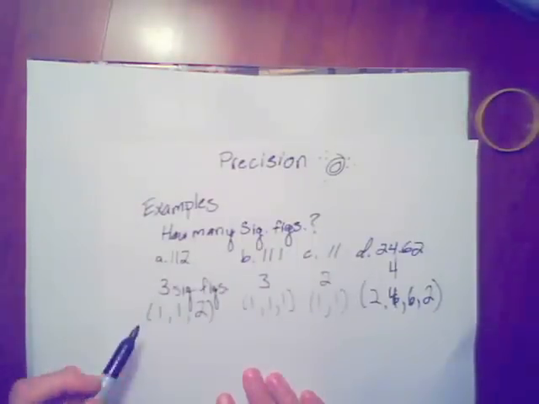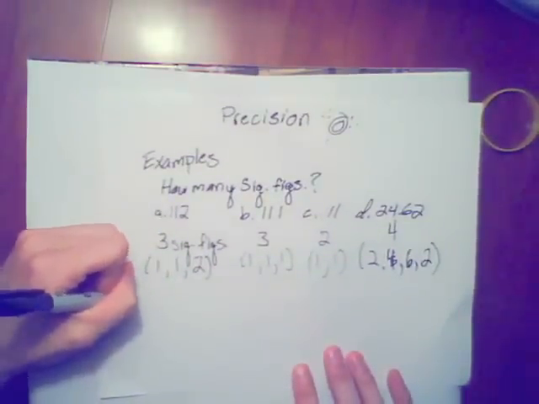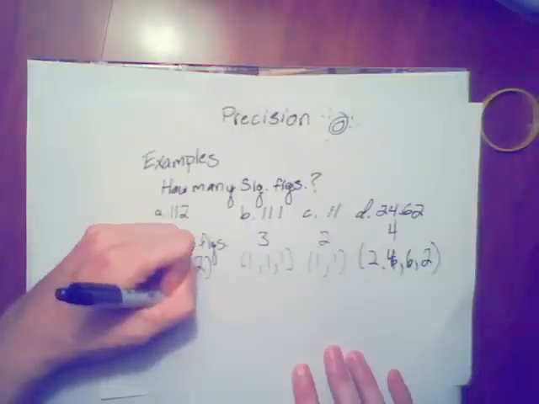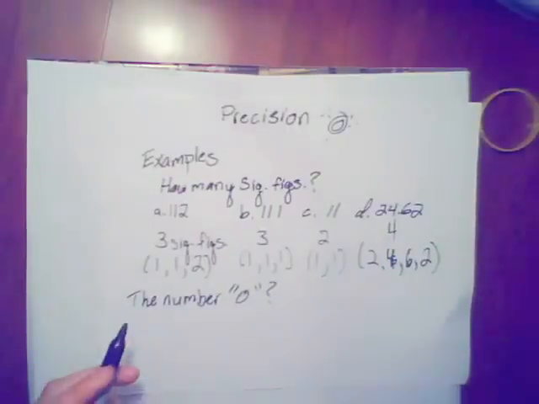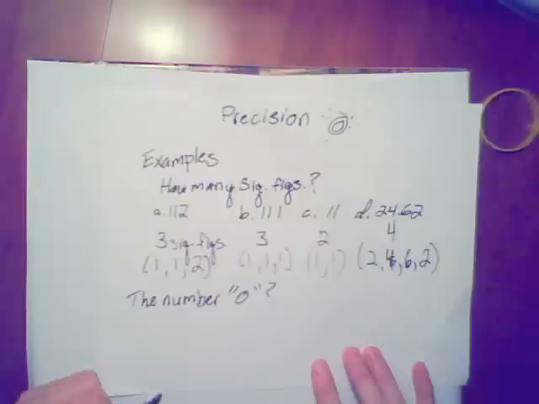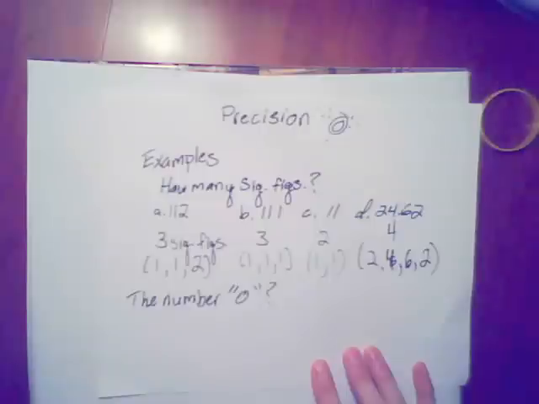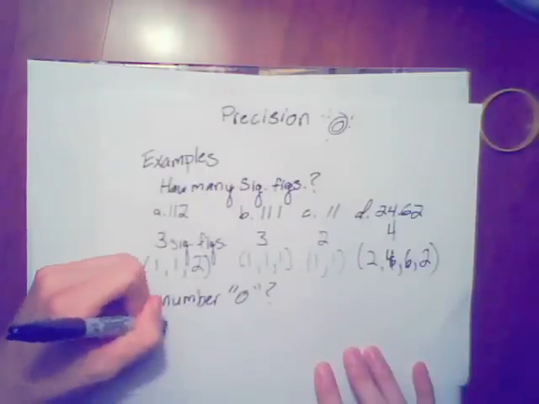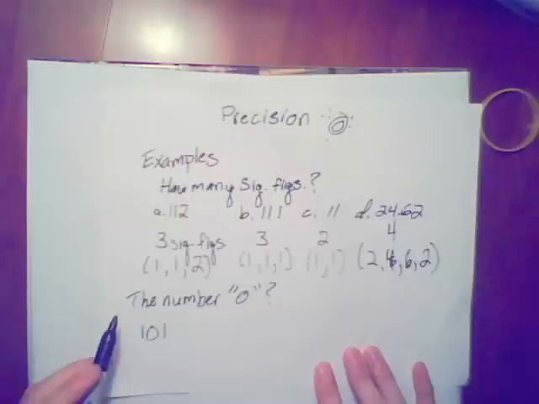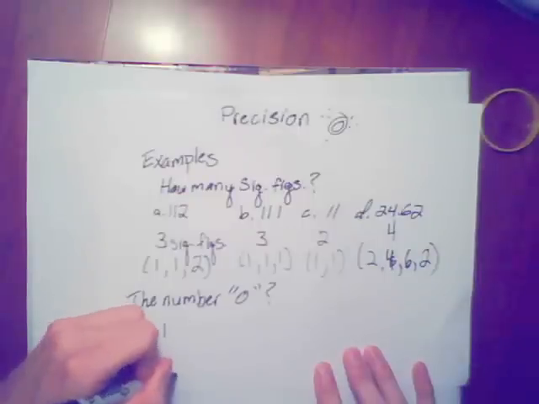So let's move on to a maybe a little bit more confusing point, which would be the role of the number 0. There are some special rules with the number 0 that are confusing sometimes, so let's go over those real quick. I'll introduce each rule and we'll go over an example for each one. If a 0 is sandwiched between 2 non-zero numbers, it is always significant. An example of that would be 101. So right here, we would have 3 significant figures, which would be 1, 0, and the 1.